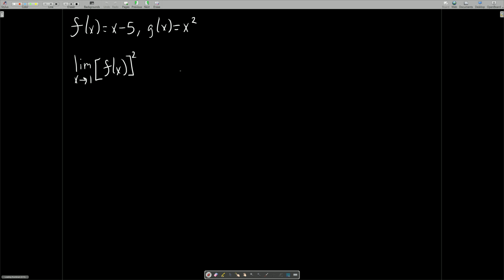Alright. So now we have two functions here. f of x is x minus 5, and g of x is x squared. If you remember from the properties we just talked about, you have an exponent here. What you do is you take the exponent and you move it completely outside everything. So what I mean by that is you have the limit of f of x, with the exponent outside everything, and you basically take this limit and put it in here.